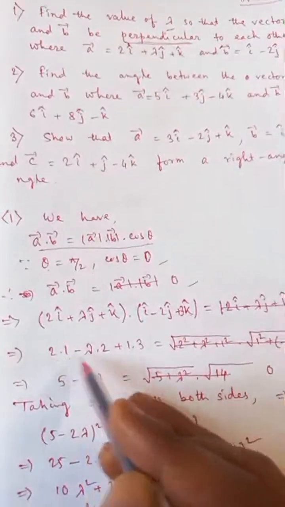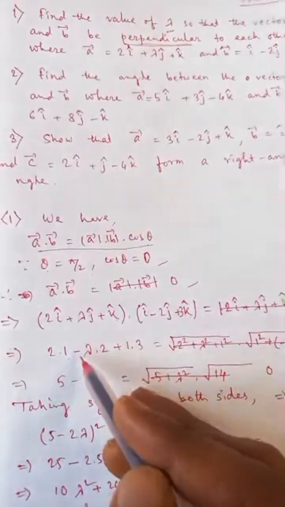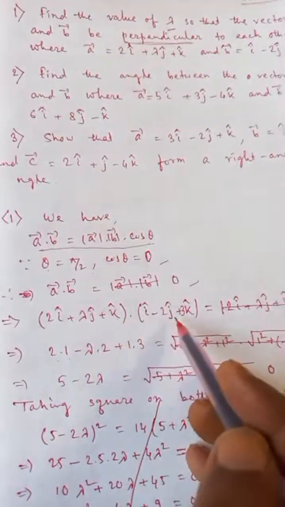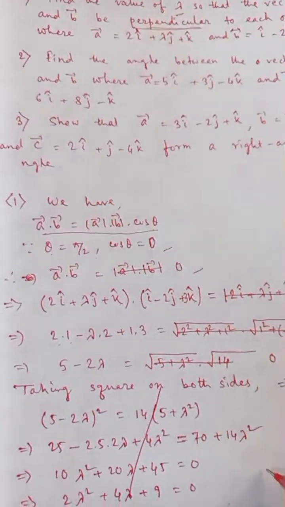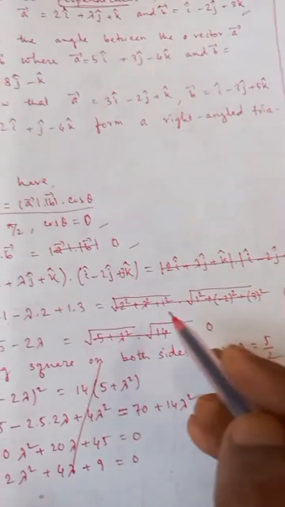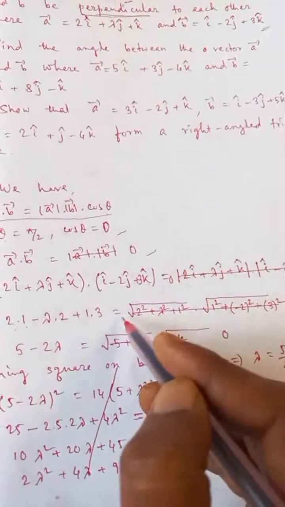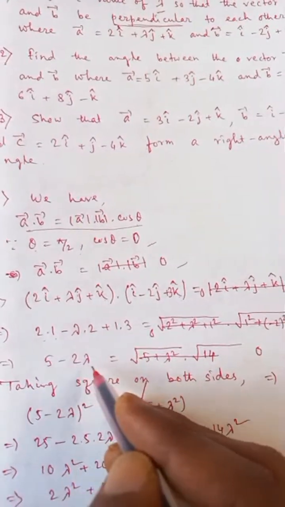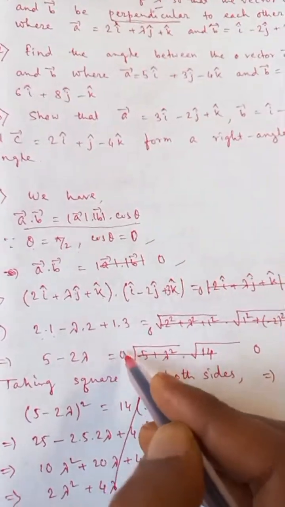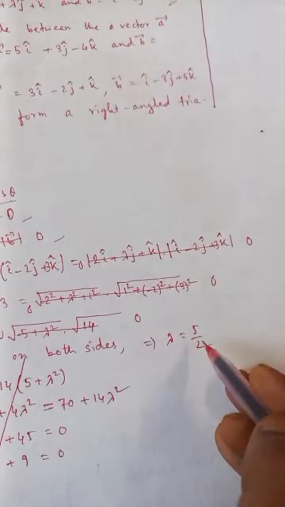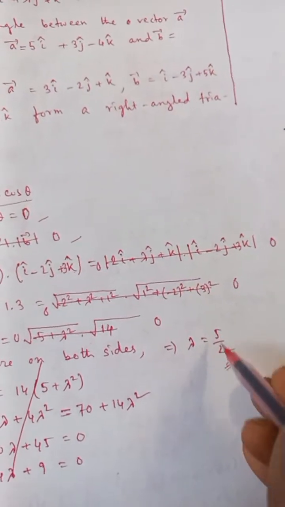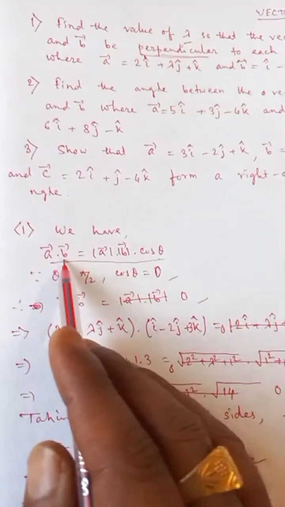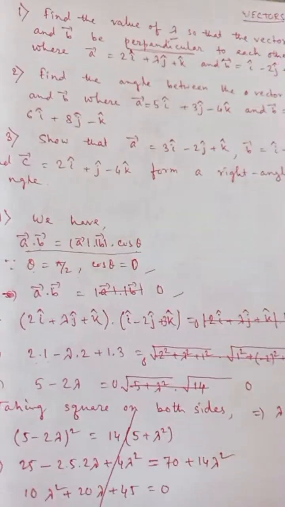This will be 2 multiplied by 1, plus lambda times 2, which will be 2 lambda, and 1 multiplied by 3. And this is equal to 0. If we calculate this, it will be 5 minus 2 lambda equals 0. So from this we find lambda equals 5 by 2. This is the required value of lambda, 5 by 2, which makes vectors A and B perpendicular to each other. Now we are going to another problem.